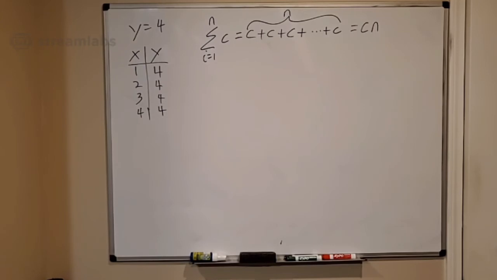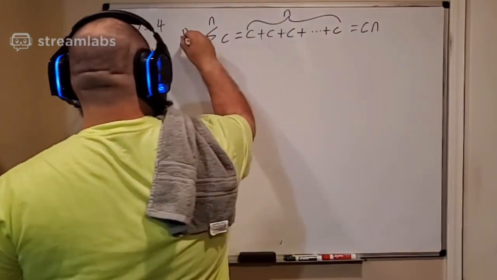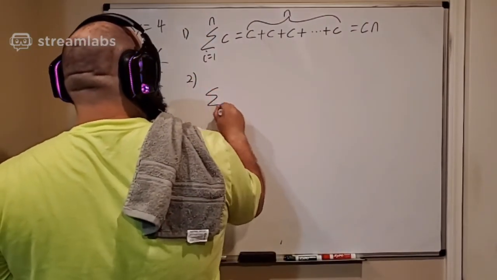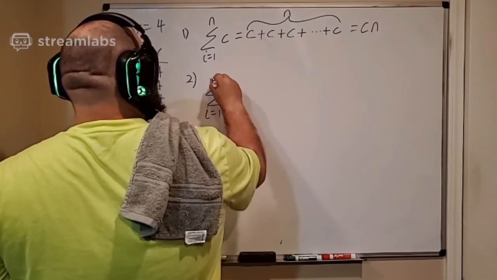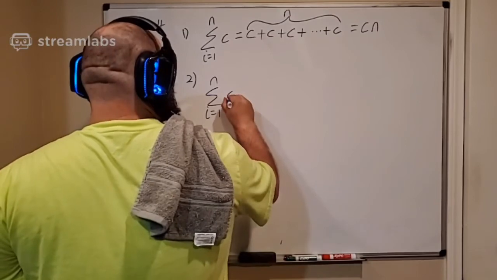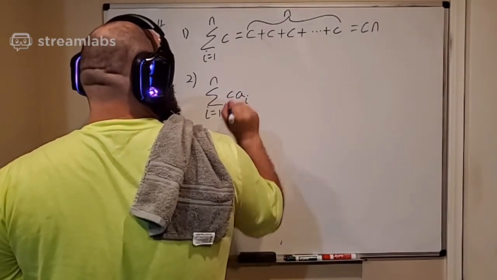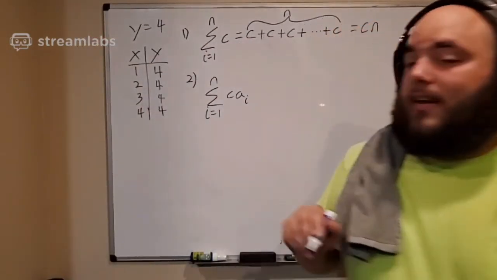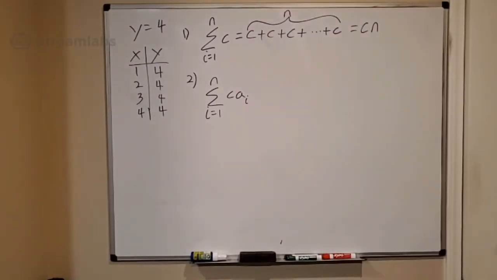Okay, so that is our first property. If you're adding a constant multiple times, you get that. So this is like property number 1. Number 2. So if I have a constant c times a term, and it doesn't matter what that term is, we're going to call it a sub i, what would that summation look like? So what would my first term look like?